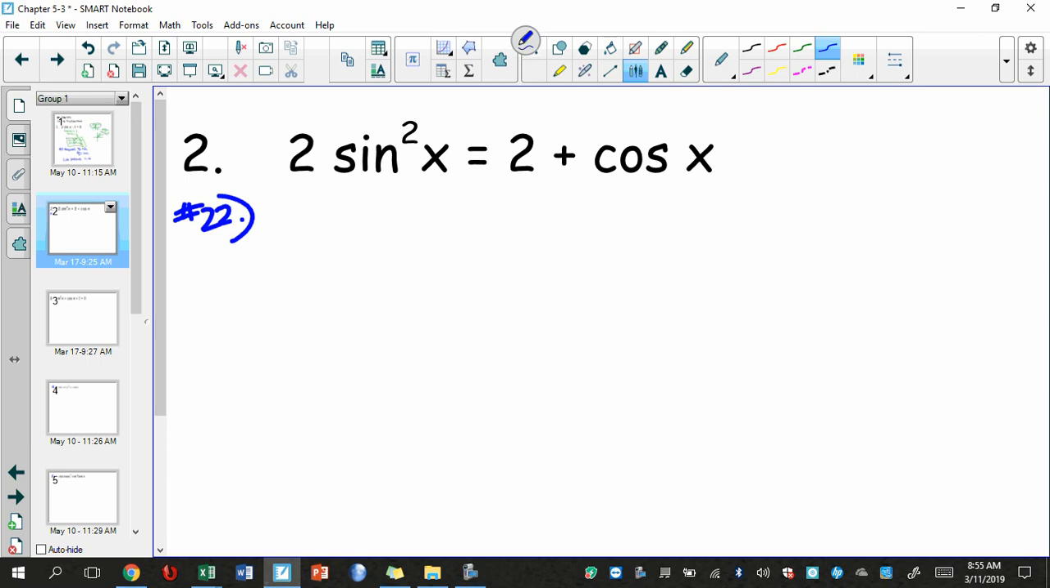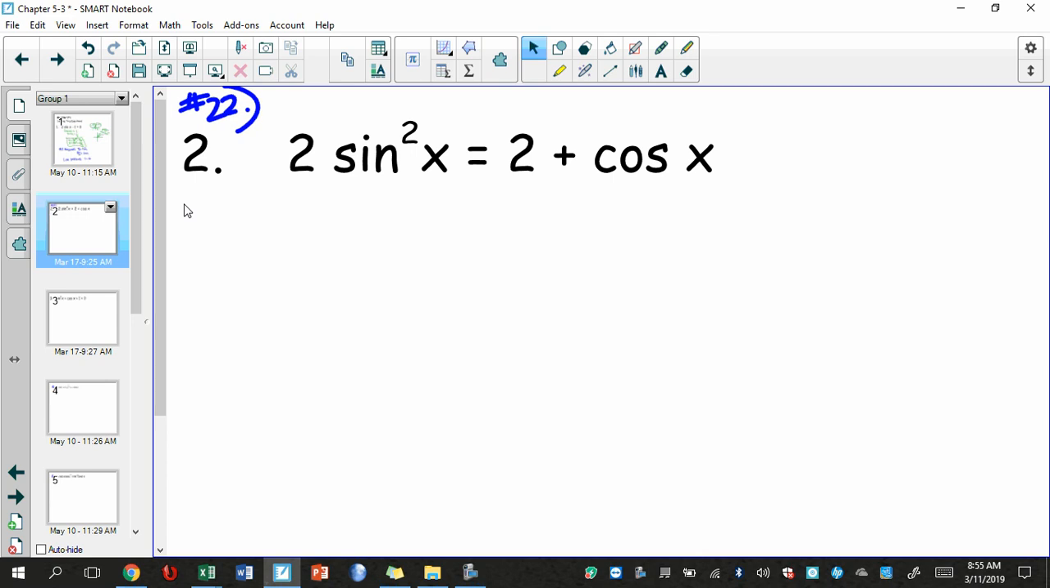1 revolution. Does it want any other revolutions? No, it wants only the answers from 0 to 2 pi and only those answers from 0 to 2 pi. Do we all understand that? Okay, so I want you to go ahead and I want you to solve this. Now, how do I go about doing that? What do you notice?